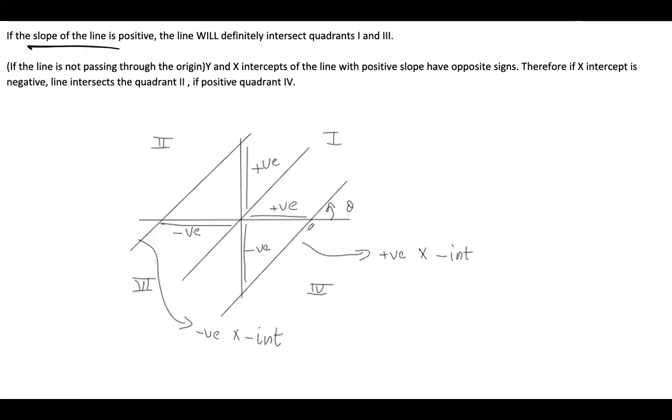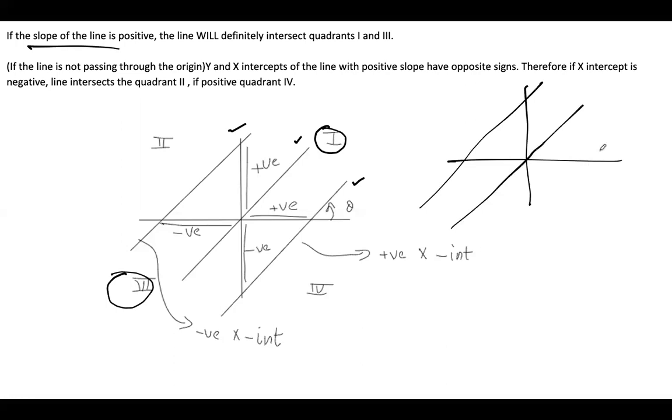Similarly, if the slope of the line is positive, the line will definitely intersect which of the quadrants? First and third. But if we are excluding the line passing through the origin, the line will definitely pass through the first quadrant and third quadrant, as it will have a positive slope.